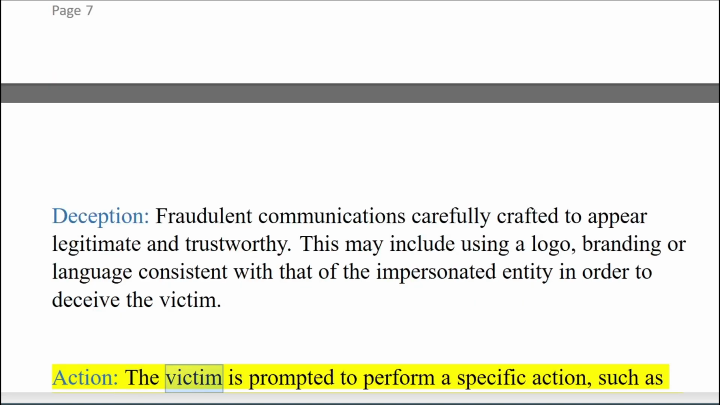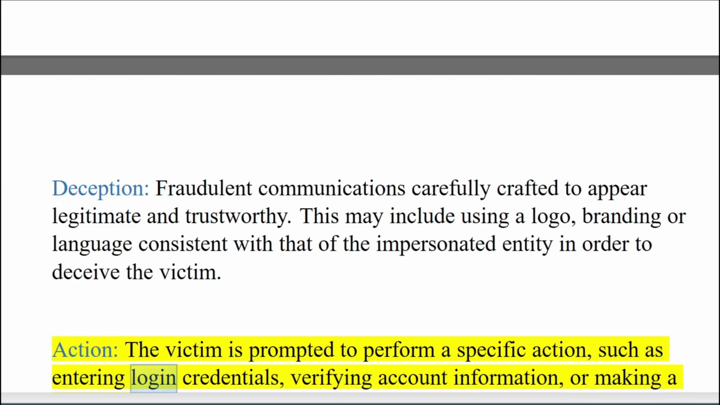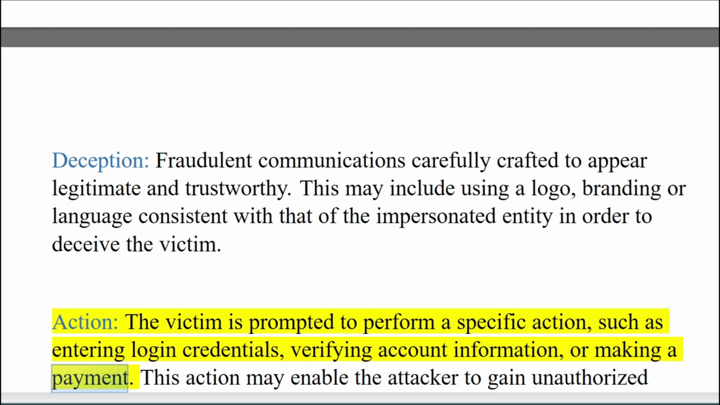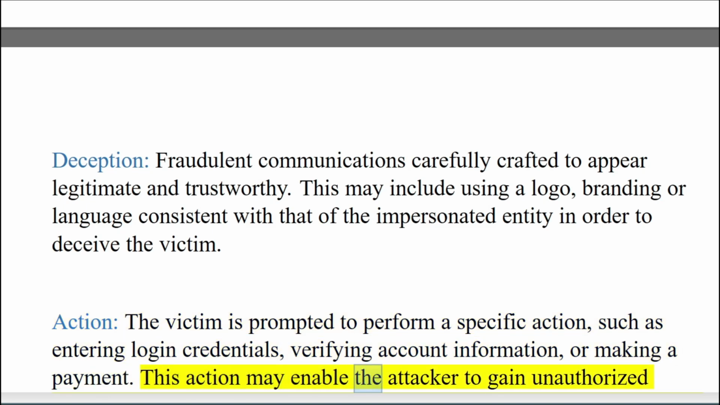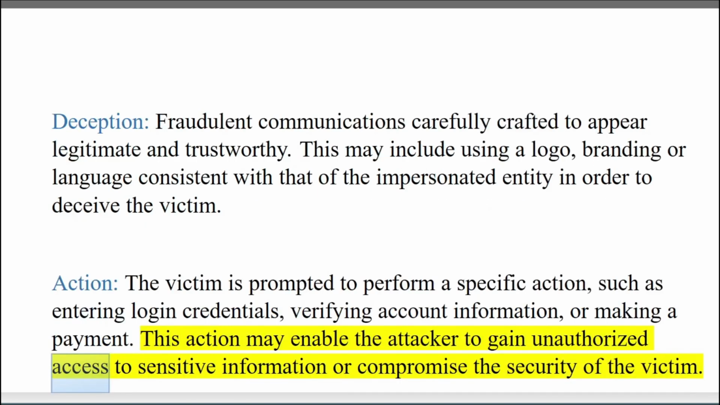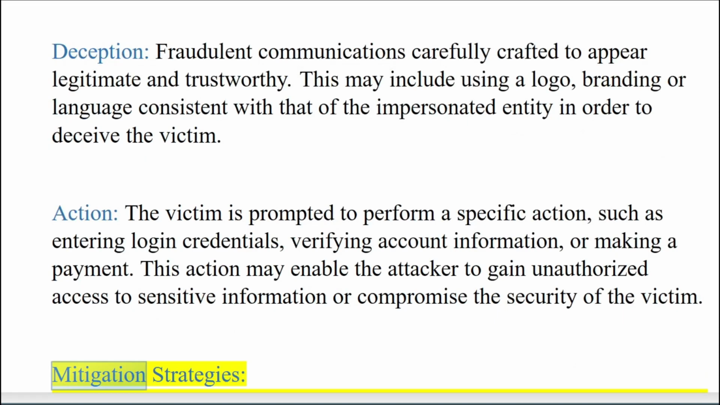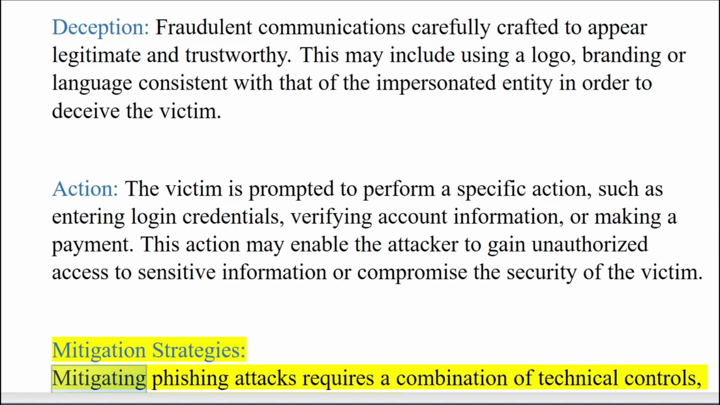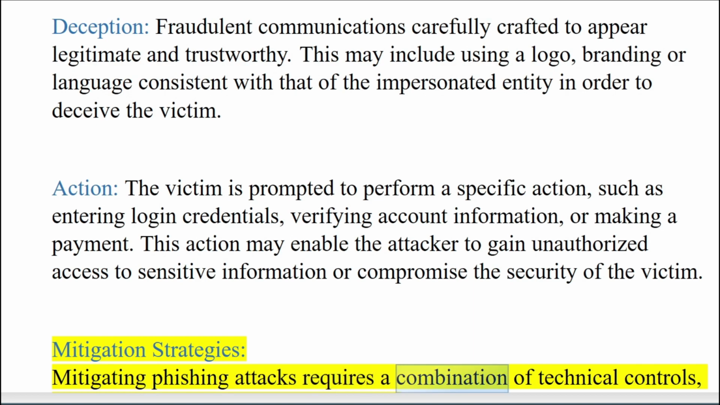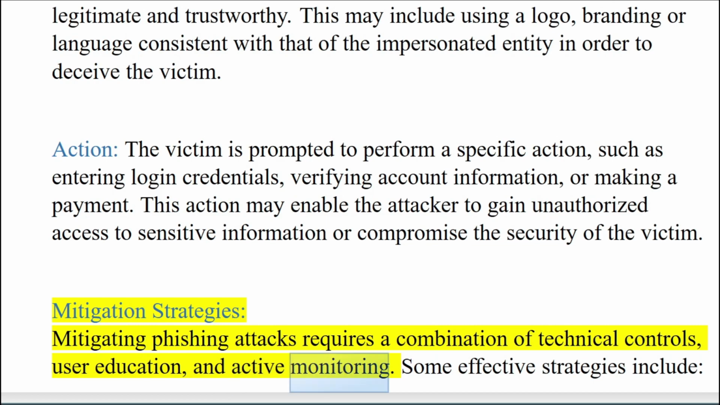Action. The victim is prompted to perform a specific action, such as entering login credentials, verifying account information, or making a payment. This action may enable the attacker to gain unauthorized access to sensitive information or compromise the security of the victim. Mitigation strategies. Mitigating phishing attacks requires a combination of technical controls, user education, and active monitoring.